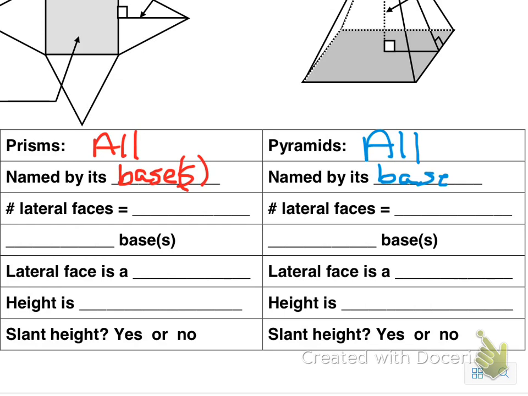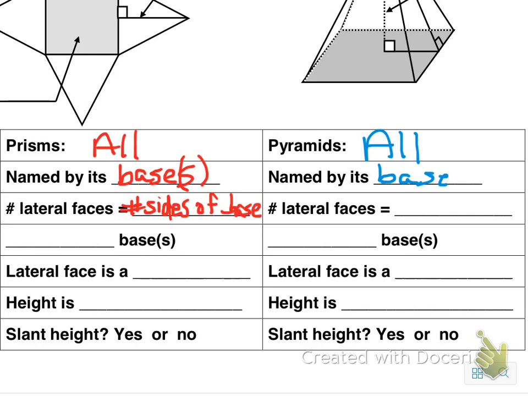So if I'm thinking about a triangular prism and it's closed or open, and the number of lateral faces, that's the sides of it, not the bases. How many lateral faces does a triangular prism have? Well, it has 3. And how did I know that? Because the number of lateral faces equals the number of sides of its base.